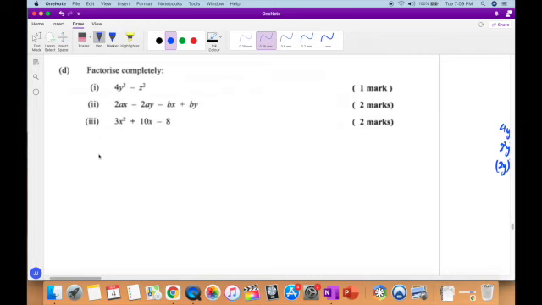We have this last one here, 3x squared plus 10x minus 8. Now this is method two. We could use two ways: we could try to factorize it using method two, or we could try to factorize it using the quadratic formula, which is my preferred method. But let's try method two. Remember, when a is not equal to one, we have to multiply a by c. So a times c, 3 times 8, is what?